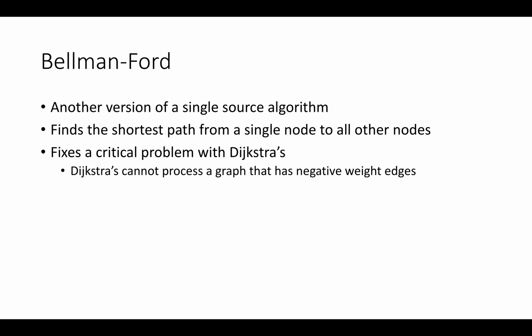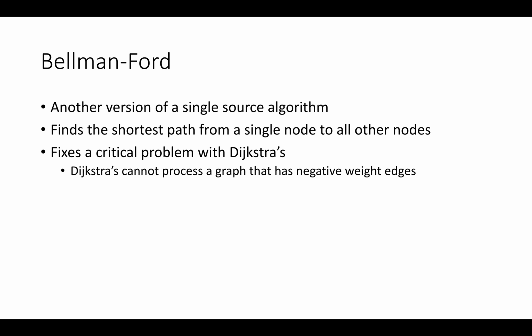Alright, so in this video we're going to talk about another algorithm that we can use to search for paths in our graph, and this algorithm is called the Bellman-Ford algorithm. This is going to be another version of a single source algorithm. So basically we start at a specific node on the graph, and then we can find the distance to any of the other nodes on the graph from that source node.